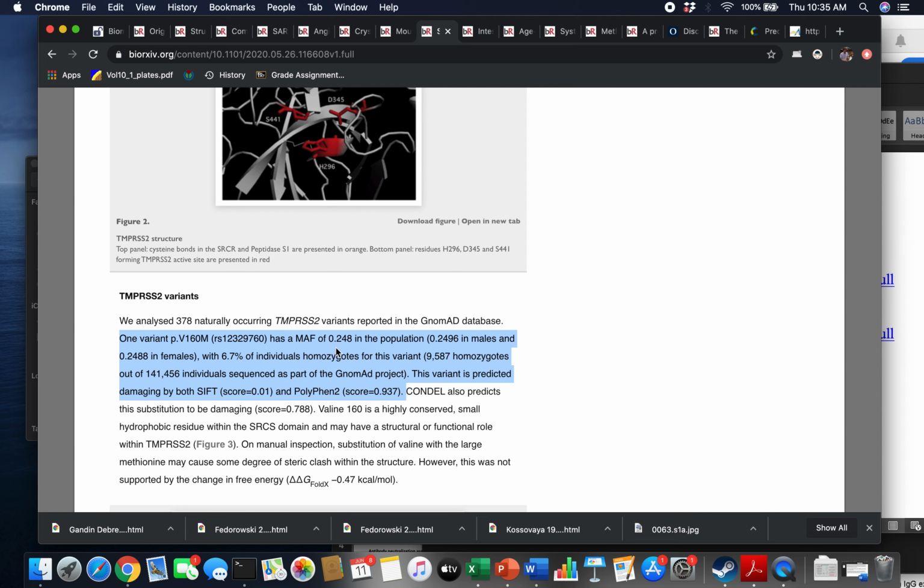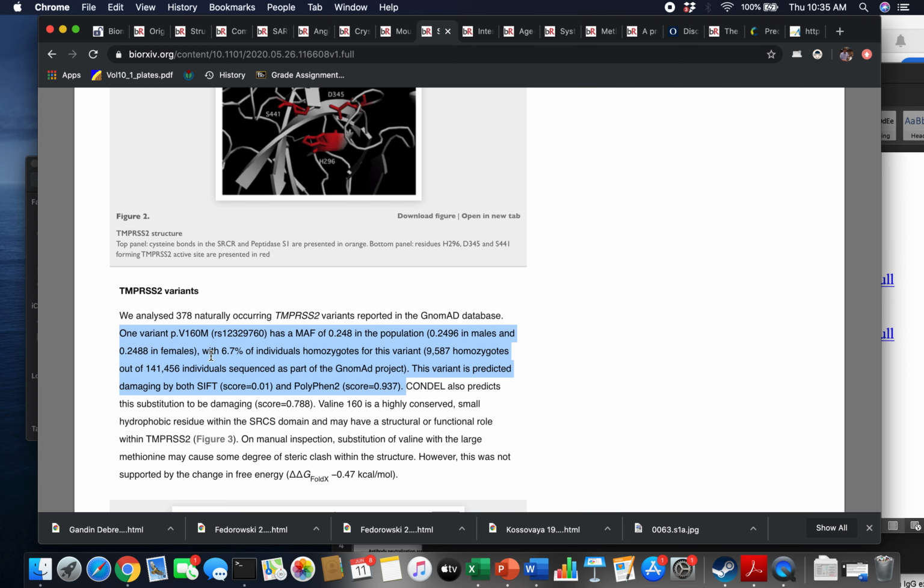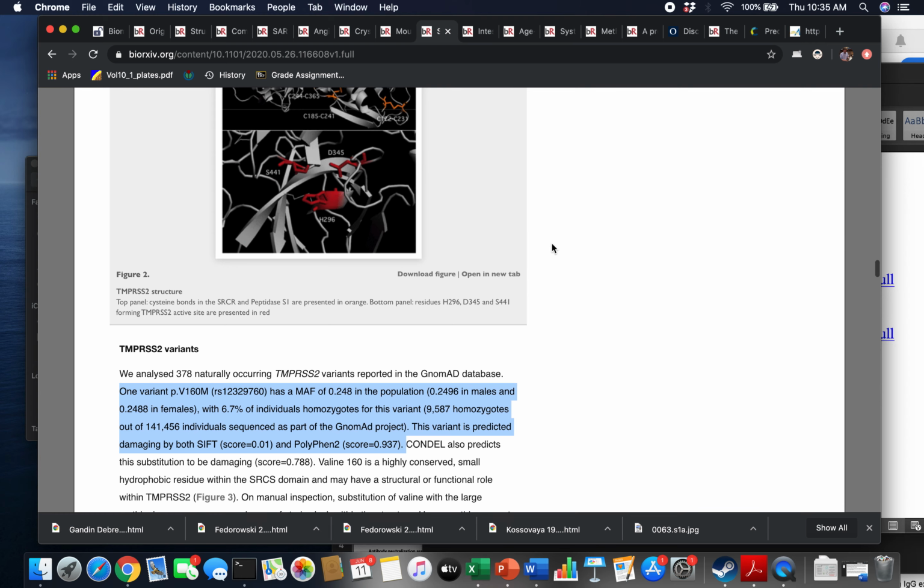It's there in about a quarter of the population, with 6+% of people actually only having this variant, so that's kind of neat. It's predicted to be damaging in the sense that TMPRSS2 won't work, by a couple of prediction programs and some other stuff that they talk about here. The variant is a valine, V at amino acid 160, and it's turning into a methionine, which is just a much bigger amino acid.